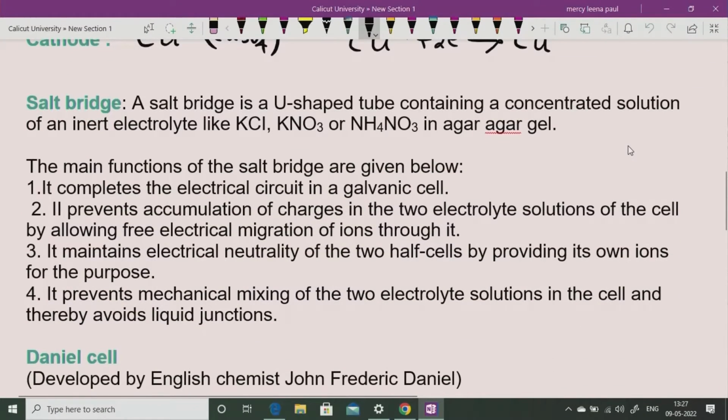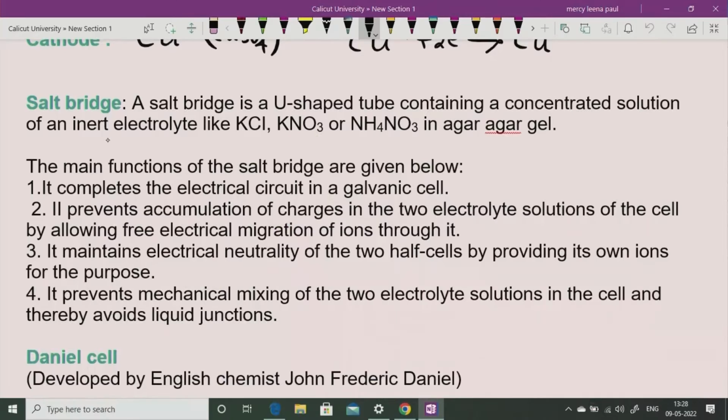So, we need a salt bridge in order to facilitate the reaction, to prevent the direct reaction between the two electrolytes, as well as for the smooth functioning of the cell. Now, let us see what the functions of a salt bridge are. A salt bridge is a U-shaped tube containing a concentrated solution of an inert electrolyte, like KCl, potassium nitrate, or ammonium nitrate, any of these, mixed with an agar-agar gel, so that it becomes a gel type solution.